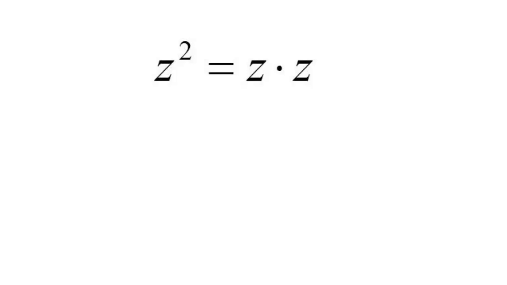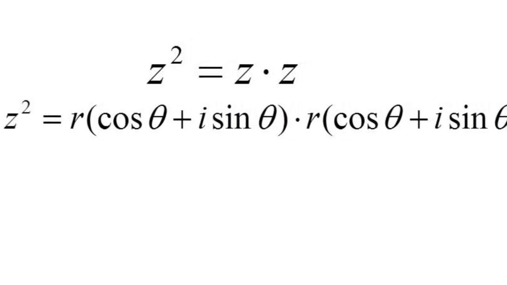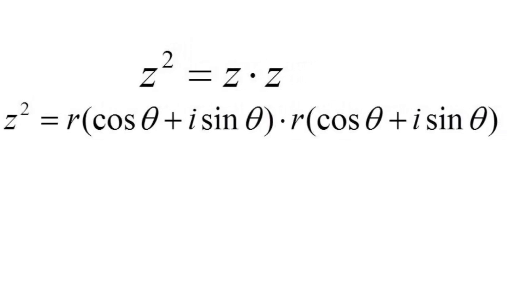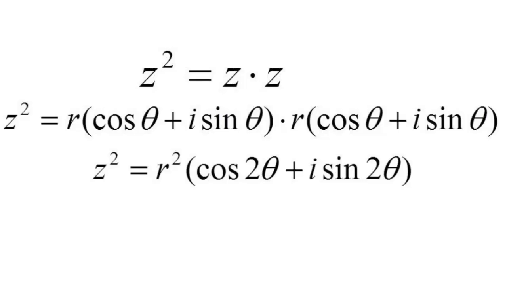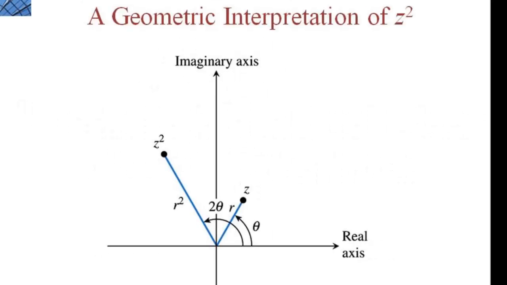Let's look at z squared. Z squared is z times z. Writing these in trigonometric form, we'd have r times cosine theta plus i sine theta times r times cosine theta plus i sine theta. Using the equation we had earlier, we multiply r times r, we get r squared, and we add the angles. So we get cosine theta plus theta, which is 2 theta, plus i sine 2 theta. And here we have a picture of what it looks like.